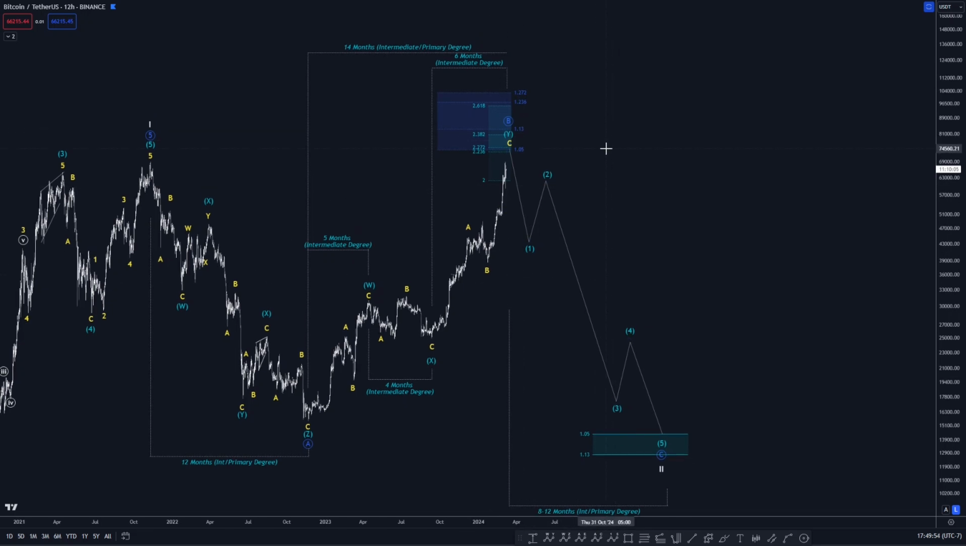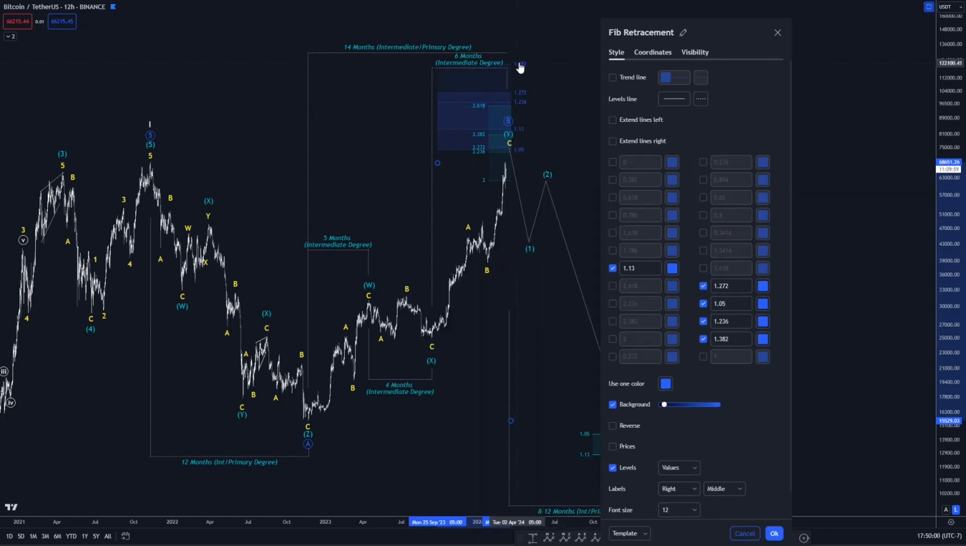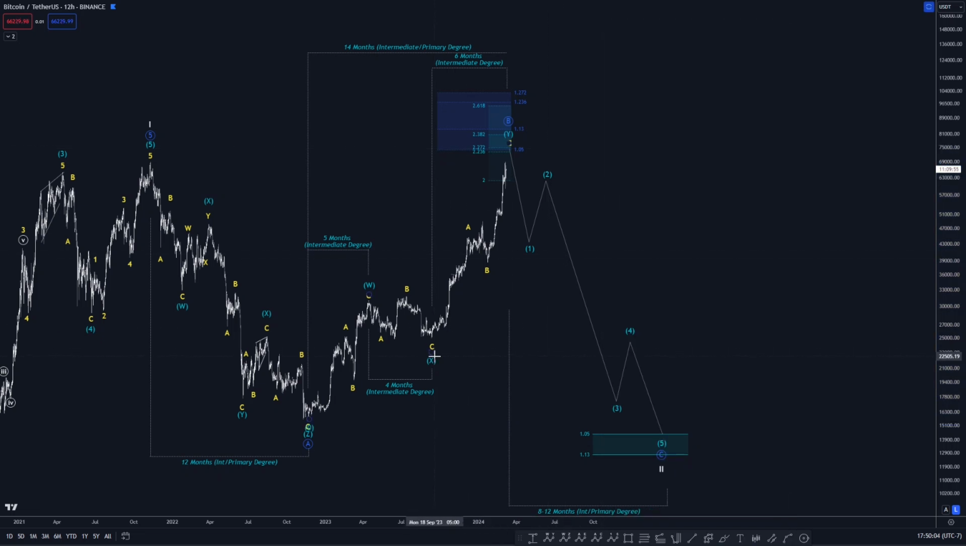To be honest, you really can't invalidate flats until they go beyond the 1.382 right here. But due to the extension of this proposed Y wave, if it goes above pretty much this right here, the 1.236 or 2.618, it's going to be invalidated to me personally because of the strength of the Y wave.